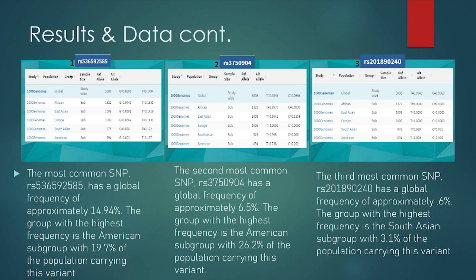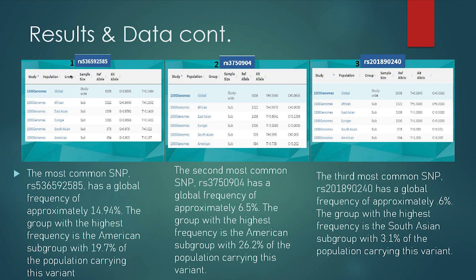And same as the next one. The next one has a global frequency of about 6.5%, but the American subgroup has 26.2% of this population carrying this variant. And for the final one, number three, the global frequency is about 0.6%, but the South Asian subgroup has the highest frequency of this SNP.